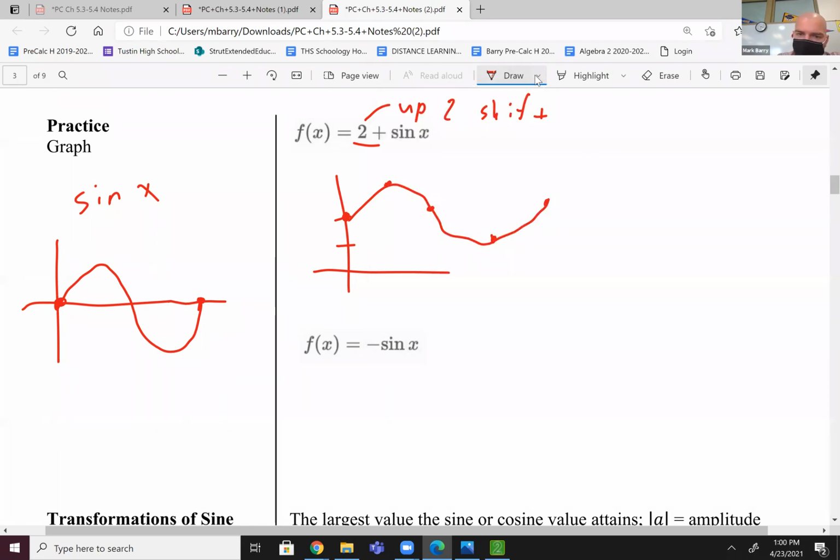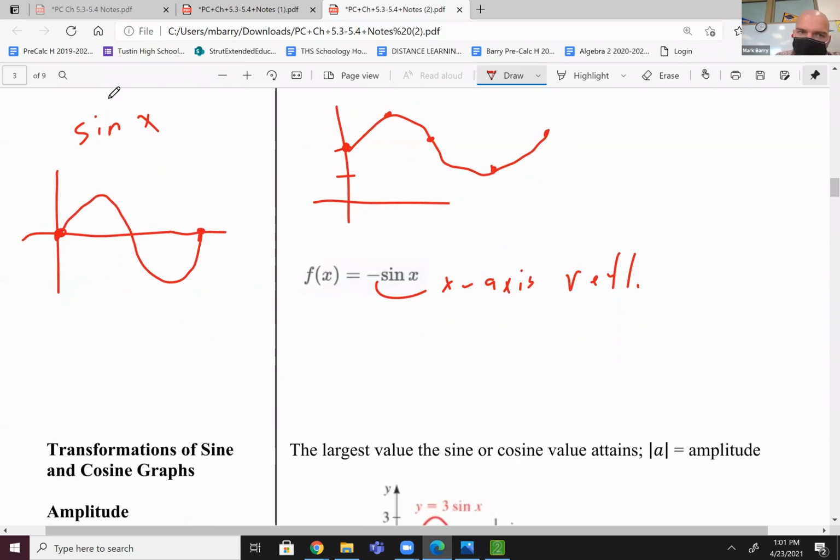Okay, and now we will look at the x-axis reflection. So it's going to flip it upside down. So I'm again starting back at that original sine of x graph. I cannot flip a midpoint because it's already kind of in the middle. So how this changes is instead of going up and then down, I'm going to go down and then up.